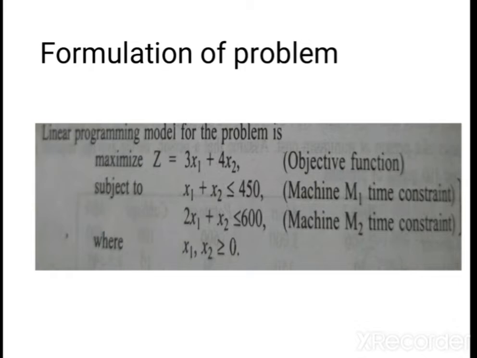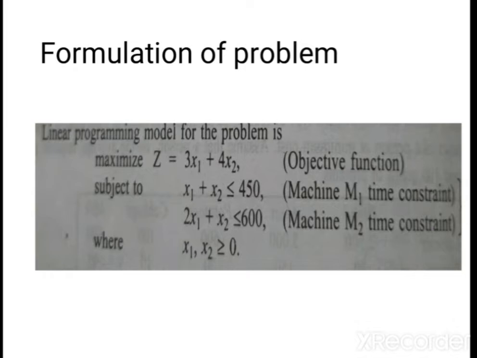The linear programming model for the problem is: maximize Z, maximization of profit, Z equal to 3x1 plus 4x2. 3 is nothing but the 3 rupees profit per A product, and the number of A products is x1, plus 4 rupees profit for B product, and the number of B products is x2. So this will be the objective function. And what are the constraints given?